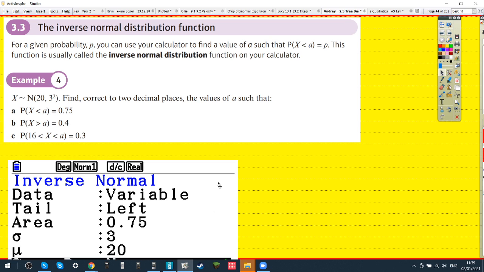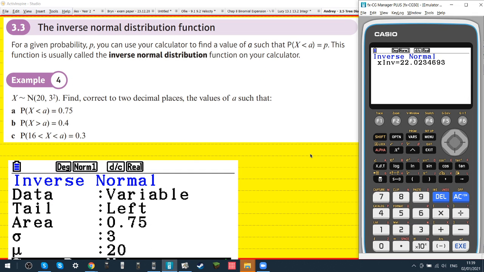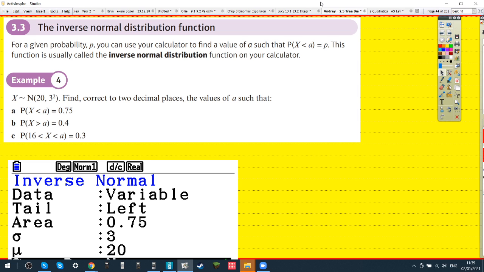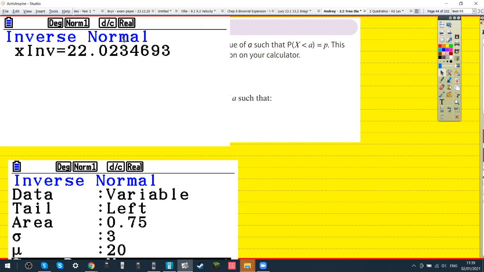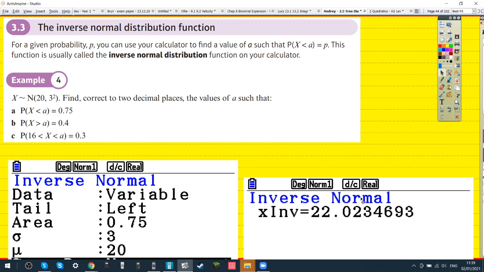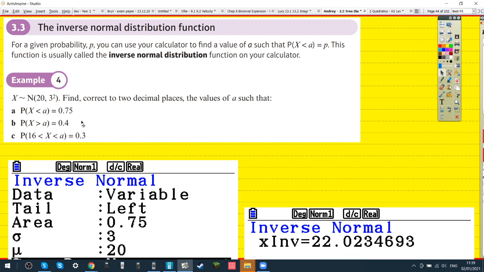I got 22.02. That's it. And what that tells you is if they asked you, like, what is the probability that this bolt is 22 millimeters or less, you would get roughly 0.75. And so now you're just working in reverse. They give you 0.75 and you have to say what X, this or less, would give you.